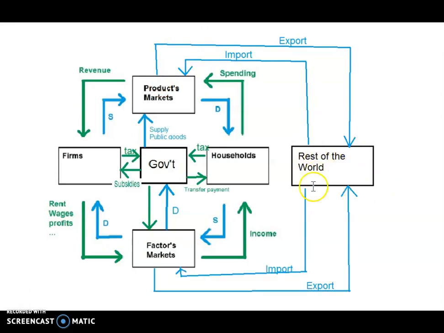The rest of the world also interacts with our factors market. We sometimes import resources from the rest of the world, and they also come to our factors market and purchase our land, labor, and capital. So that is our export. So this is the way we interact with the rest of the world. Do you get it? Very good.